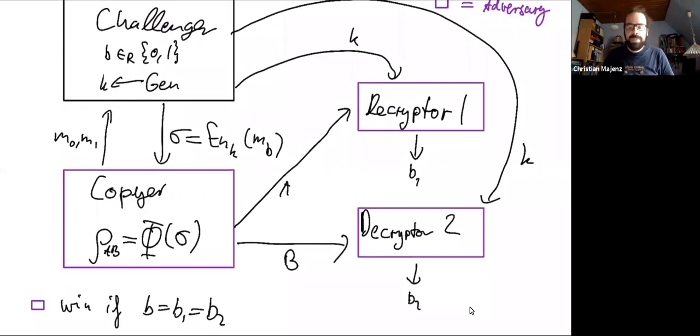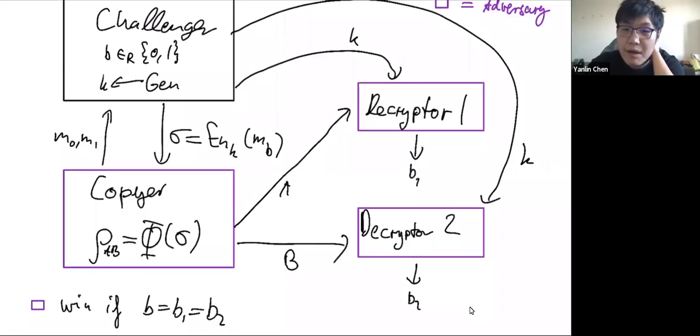Any questions about that? Sorry, I mean, why is two decryptors necessary here? Can we just check if one decryptor wins, if one decryptor has a correct answer, or should we?